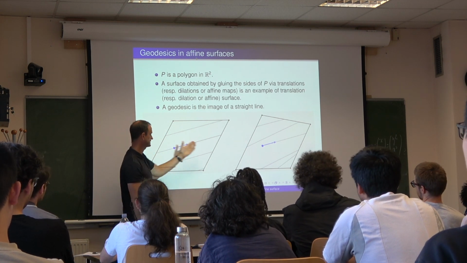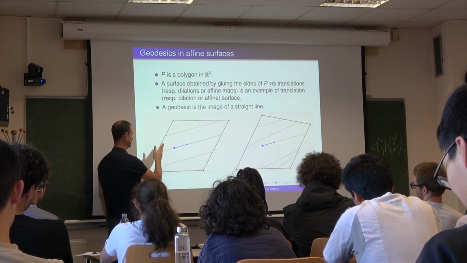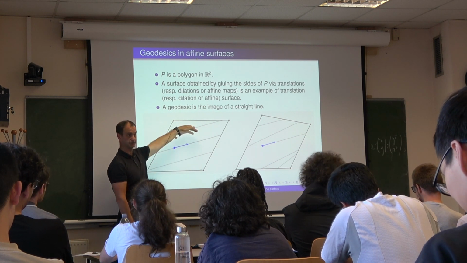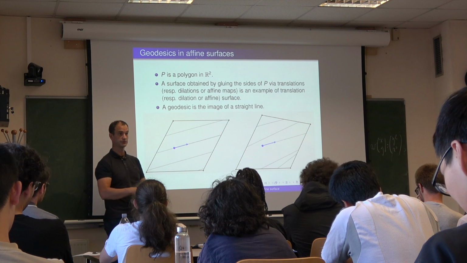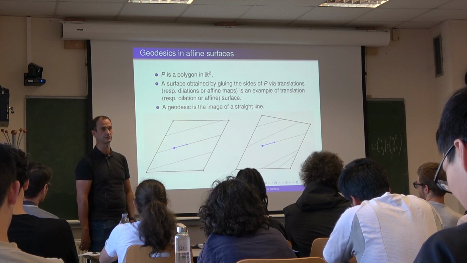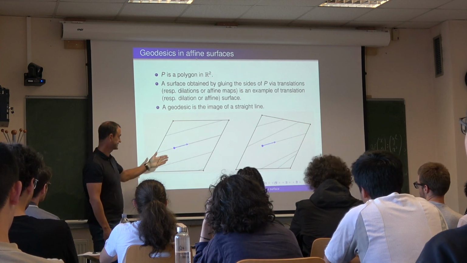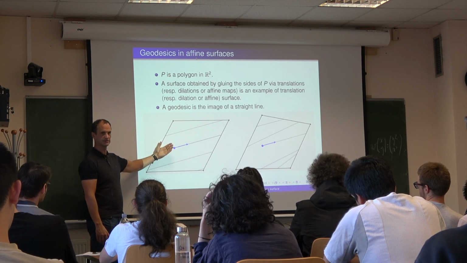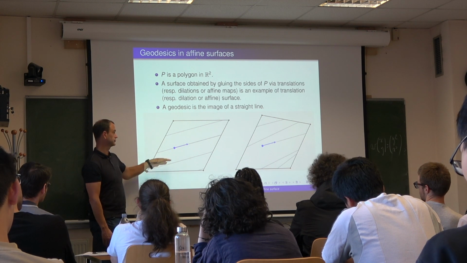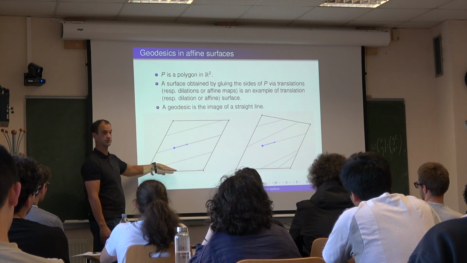And so using this translation surface, so this is called a translation surface because I took a polygon and I glued the sides with translations. So if you do that, you get what is called a translation surface, or flat surface. And people working on polygonal billiards, they show that studying the dynamics in a billiard amounts to studying the geodesics, the straight lines, in a flat surface, in a translation surface.